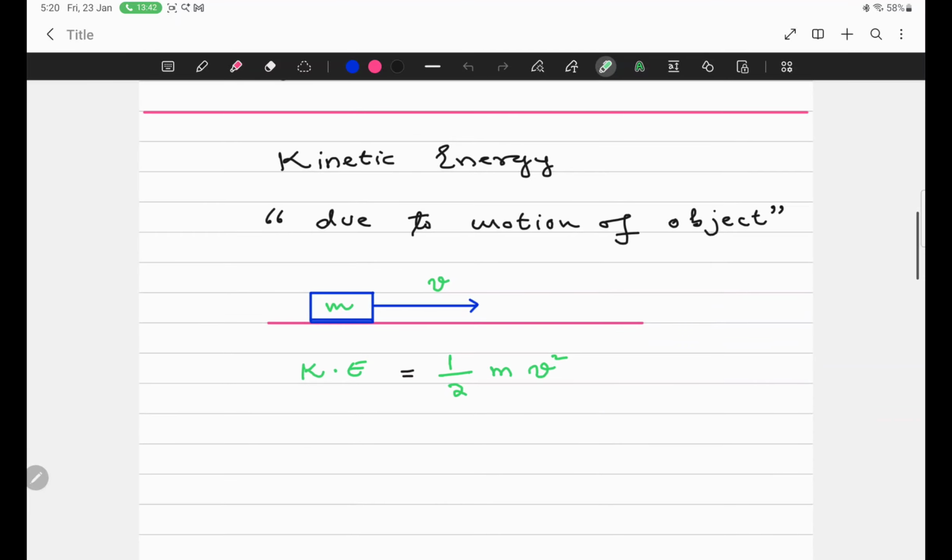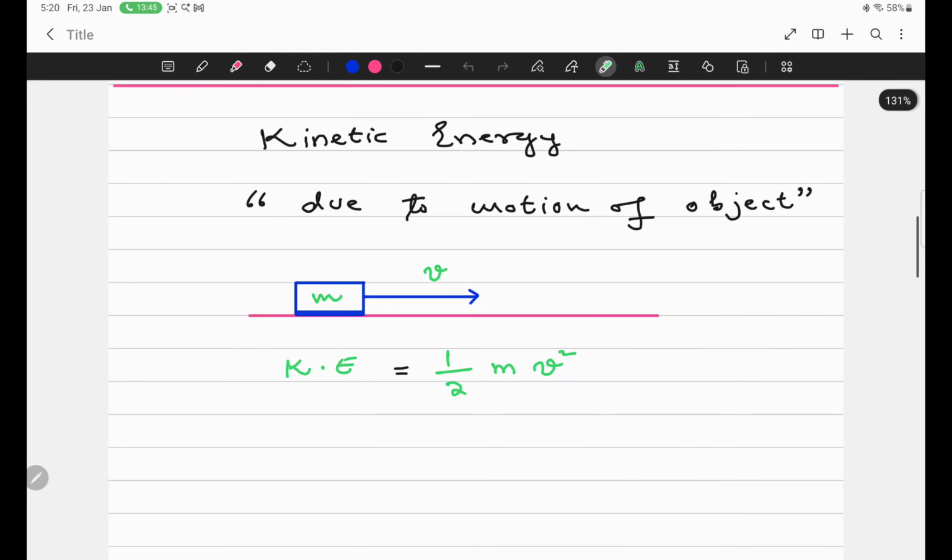And now I am starting a mathematical topic of this chapter, that is kinetic energy. Sir, what is kinetic energy? So I define, when an object moves, the energy of a body due to its motion is called kinetic energy. Consider m is the mass of the object, v is the velocity of the object. Then the equation of kinetic energy is half mv square.